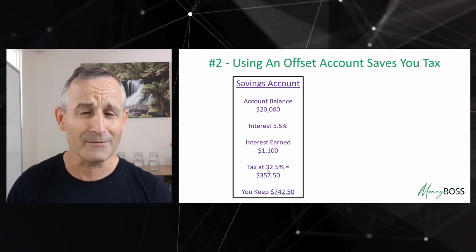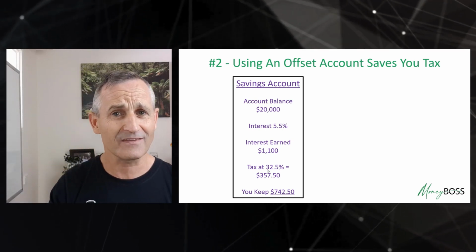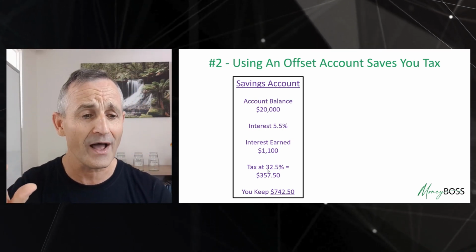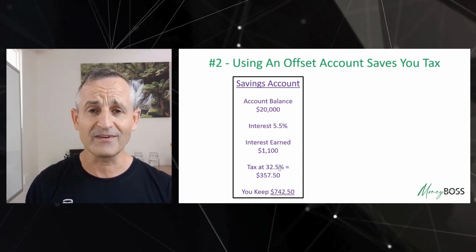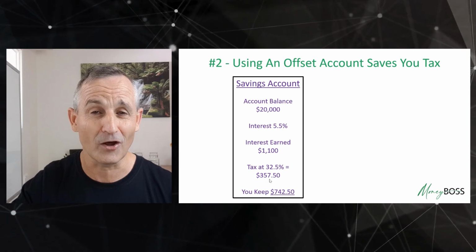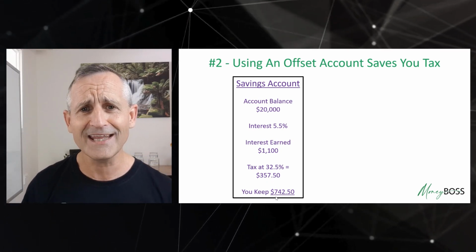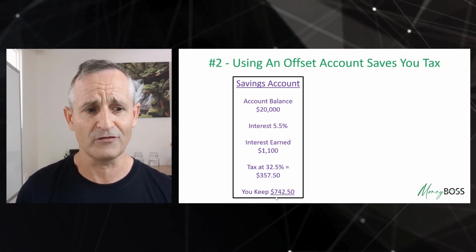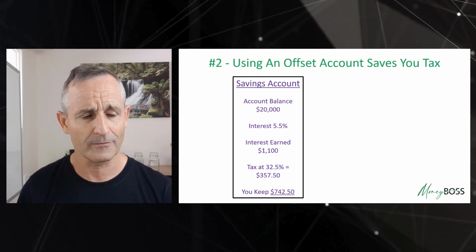But unfortunately, because I've earned that interest, the taxman's going to want his piece of the pie. At 32.5% tax, that means I would have to pay $357 to the taxman, which means I only get to keep $742.50 of that interest earned.